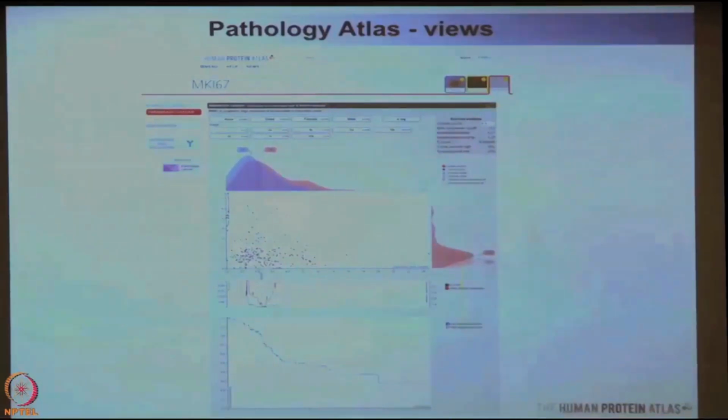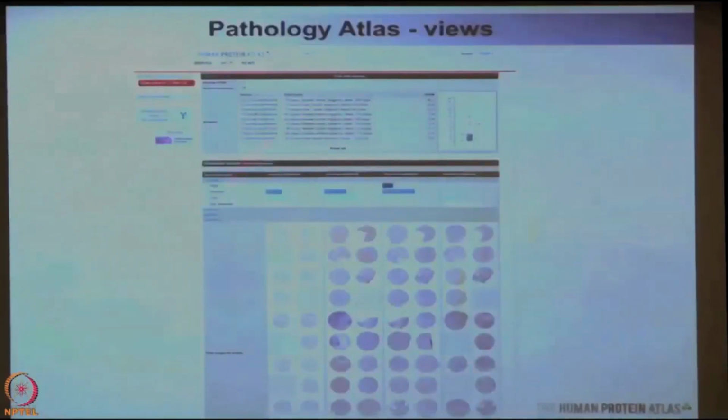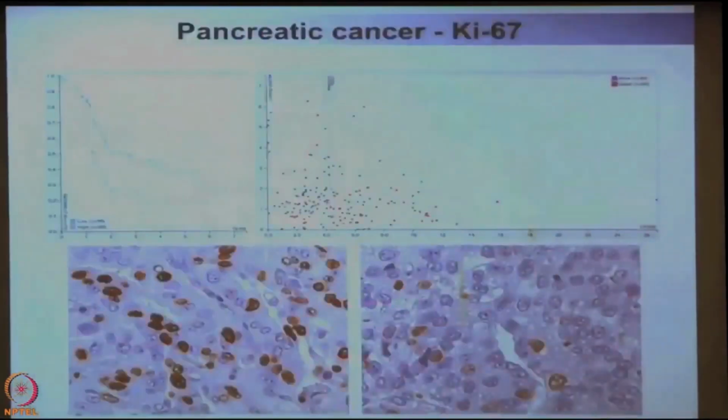And this is, by the way, Ki67, the most used biomarker for proliferation in cancer and in pancreatic cancer. So I'll come back to that in just a second. And we also show in the pathology atlas, of course, all the immunohistochemical data, where you can go to the full resolution image. And this is pancreatic cancer and Ki67.